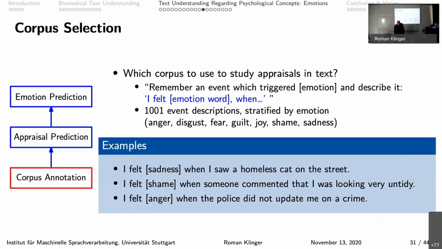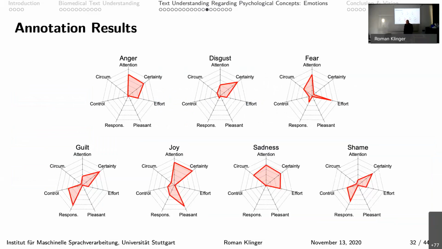So now we have a corpus. We post-annotated this with appraisal. And what we see here now are radar plots, one for each emotion. And the dimensions in these radar plots are the appraisal dimensions. And there are some things in there that are really straightforward. It totally makes sense. So for instance, the difference between anger and fear is mostly that in anger, you know what's going on, and in fear, you don't. Joy has the highest dimension for pleasantness.